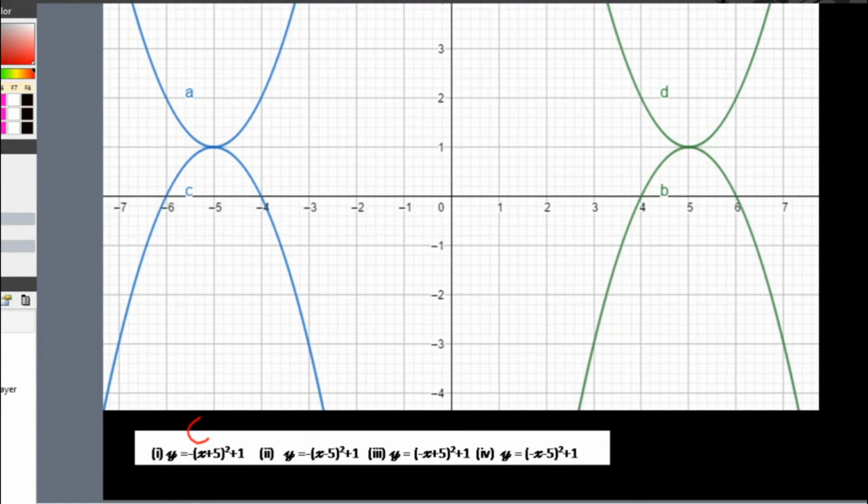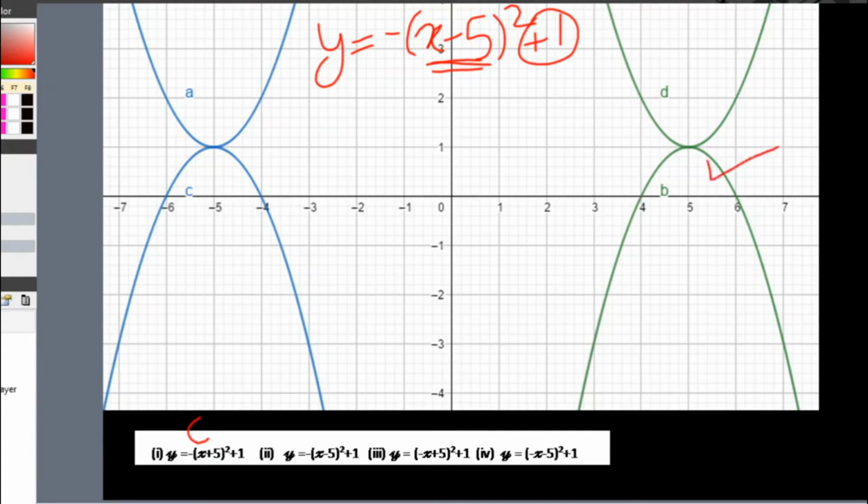Part 2 is y is equals to minus (x minus 5) whole square plus 1. Again the negative sign is outside of the bracket, so it will be an inverted U graph again. When we equate this to 0, we get x equals to plus 5, and the graph will go 1 unit up, so it is figure B for part 2.